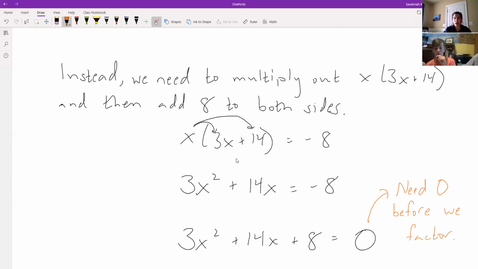Okay, so they tried to trick us by giving us something that looked factored, but because it was not set equal to a 0, their factoring doesn't count. So we have to get back out of their factoring, move the 8 over. Now we've got a polynomial that we can work with on our own.